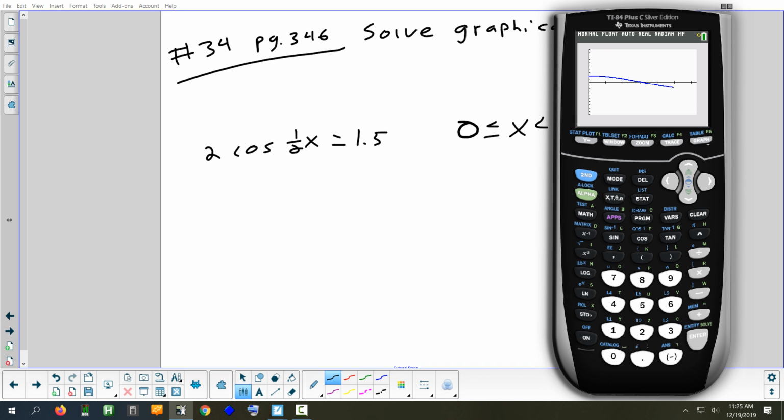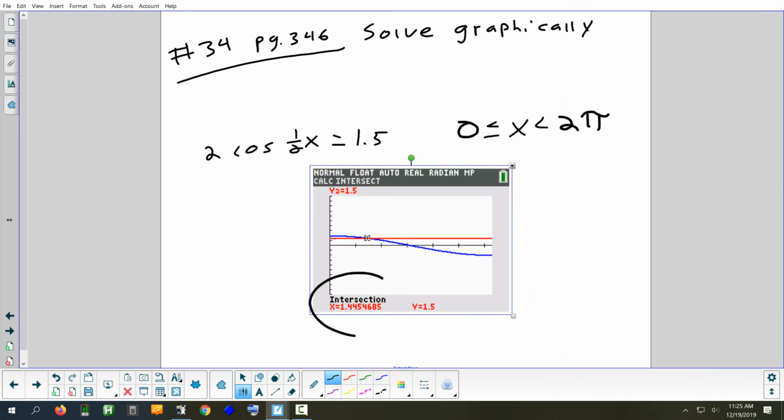How many solutions does this one have? Just one. Could have one, it could have 2. It depends on what your graph is. And we're going to do what Zach said. Second calc, intersect, enter, enter, enter. And here's your answer. 1.445.